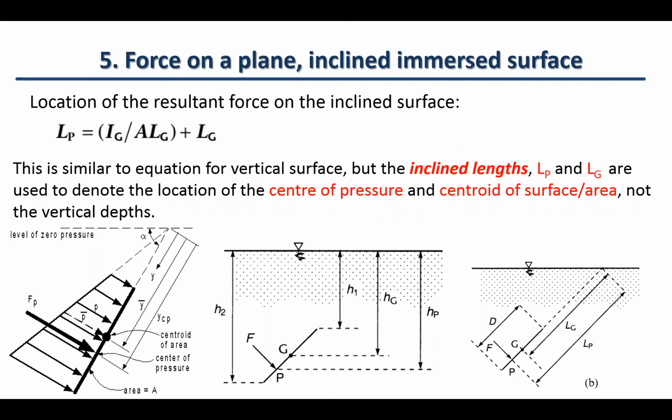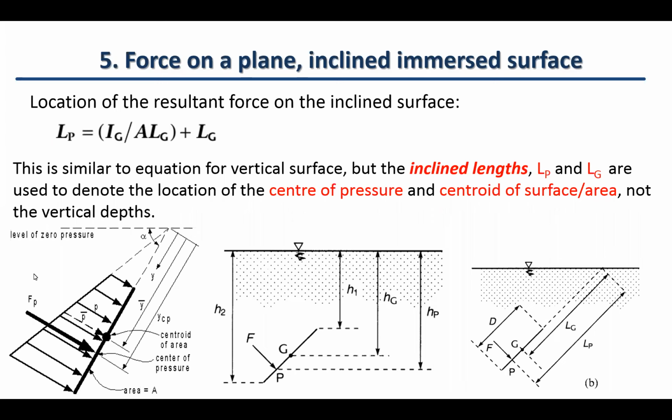Okay, the next section is to calculate the force on a plane once the plane is inclined and immersed relative to the water surface. First of all, we need to locate the resultant force. The resultant force is similar to the vertical force formula. So the same formula for inclined surfaces is LP equals, open the bracket, IG over A times LG, close bracket, plus LG.